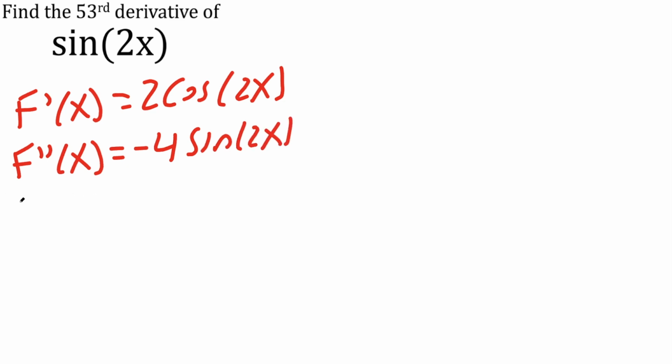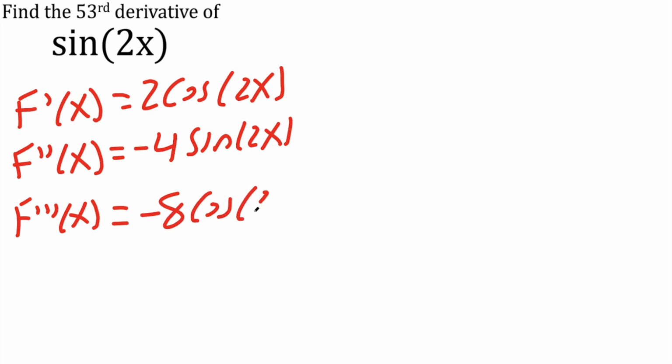We're going to continue this and see if we can spot a pattern. So we'll do the third derivative. Same thing. The derivative of sine is cosine, so we get negative 4 cosine, and then the derivative of 2x is 2. So we get negative 8 cosine 2x. So we're going to go again. Let's do the fourth derivative. Same thing. The derivative of cosine is negative sine.